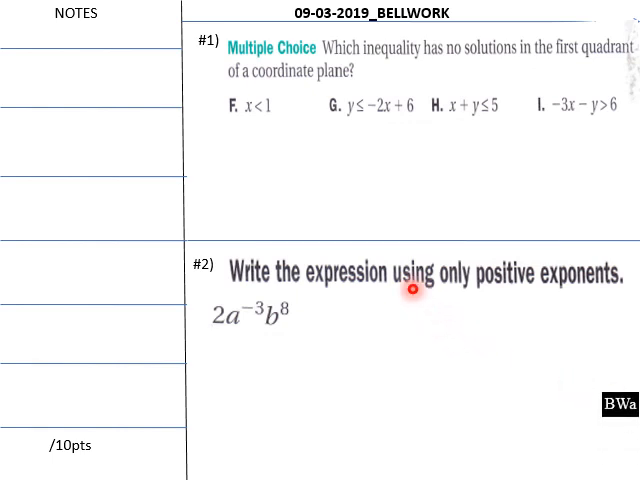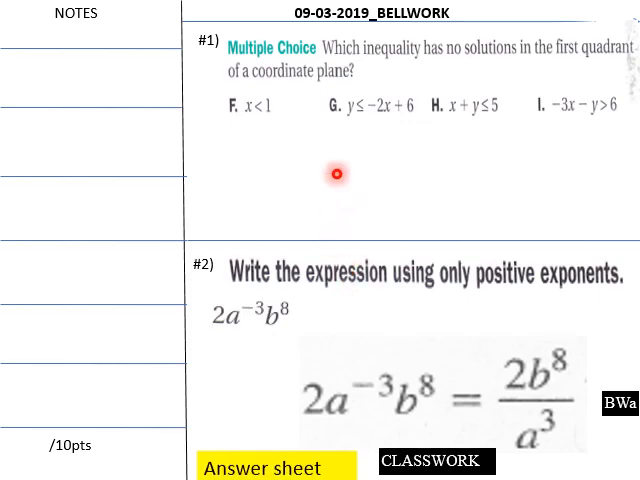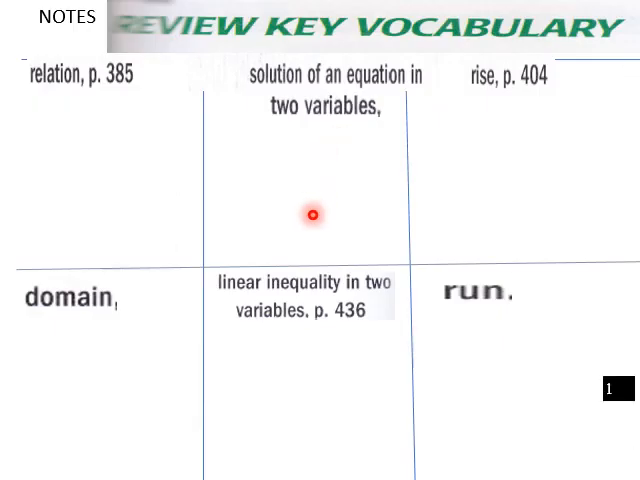Welcome back everybody for today's solution, and we'll start with number 2 here. 2a to the negative 3b to the 8th, using only positive exponents, will be 2b to the 8th over a cubed. This reciprocates to a cubed, so there's number 2. And then up here for number 1, you don't get a solution.